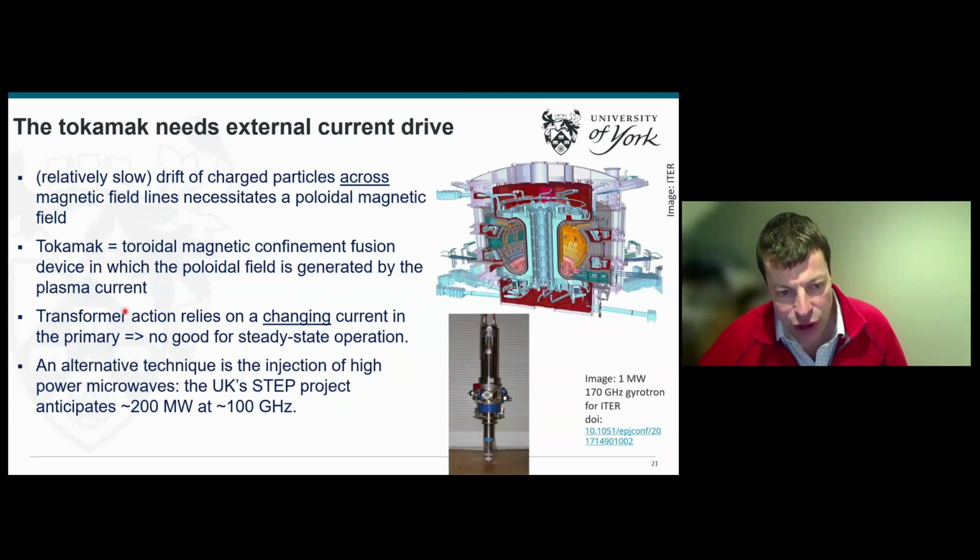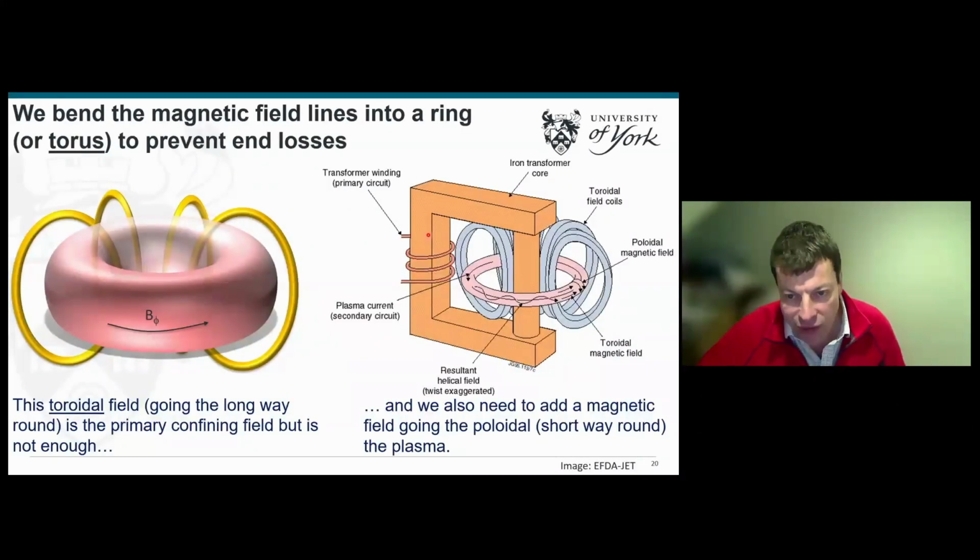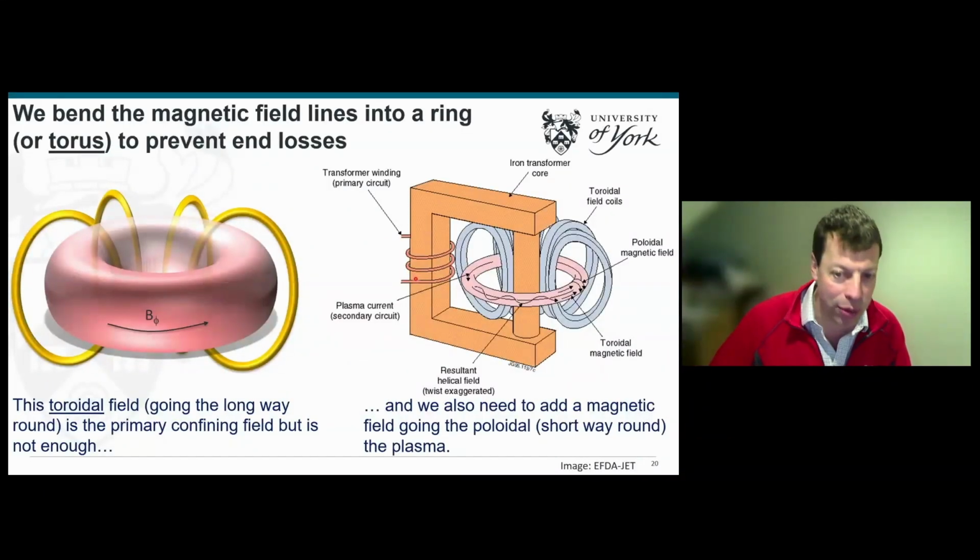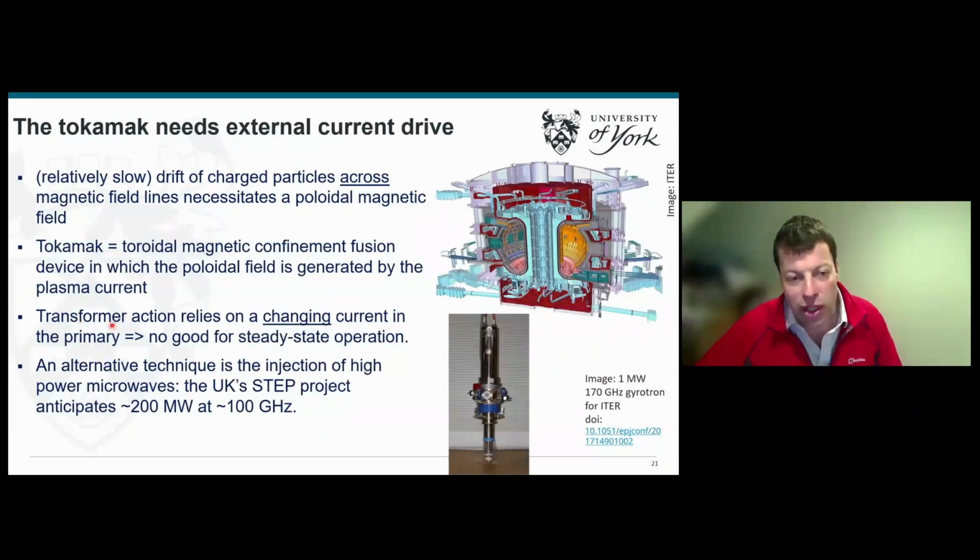Now, transformer action, as we all know, relies on a changing current in the primary coil. Well, this is all very well, except that there comes a point at which I'm driving so much current in this primary coil that it melts. That would be bad. Or I run out of power supply. That would be bad. So transformer action is only good for pulsed operation.